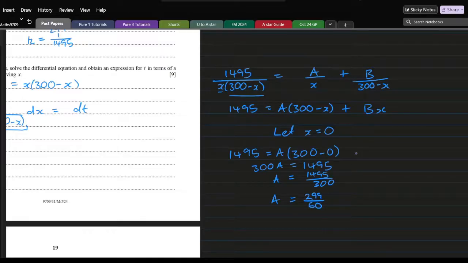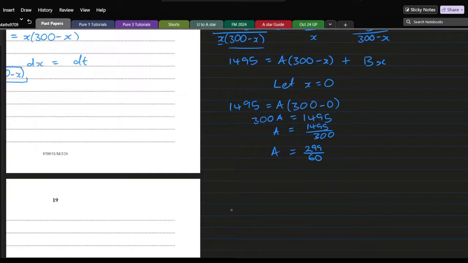Alright, and now we need to find what B is. So we can let x equal 300, because if you substitute x with 300 here, this whole expression becomes a 0, and we can evaluate our B. So that gives us 1495 is equal to 300B. And so that means B would also be the same as A, so that's 299 over 60.